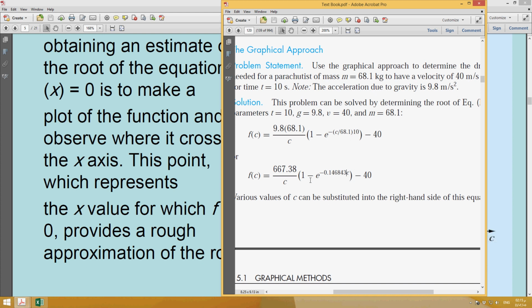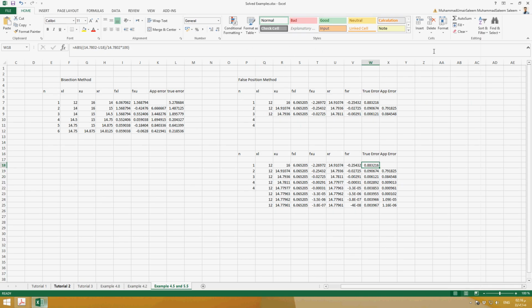So first of all, we have to decide the interval. This is the given equation, and we have to find the root, or that value of c at which this equation will be 0. For example, f(c) will be equal to 0, so that value will actually be the root of this equation. Okay, so let's quickly do that.